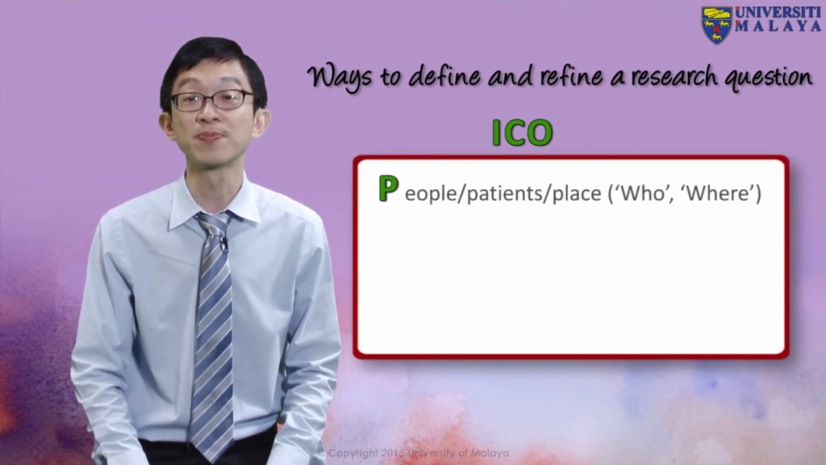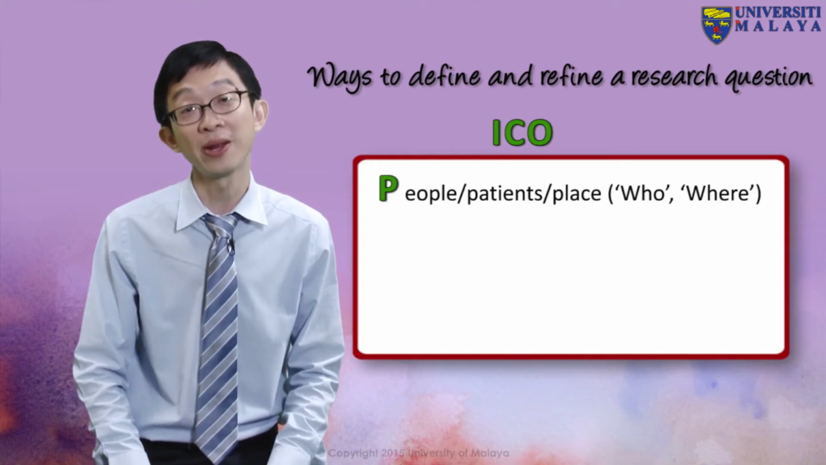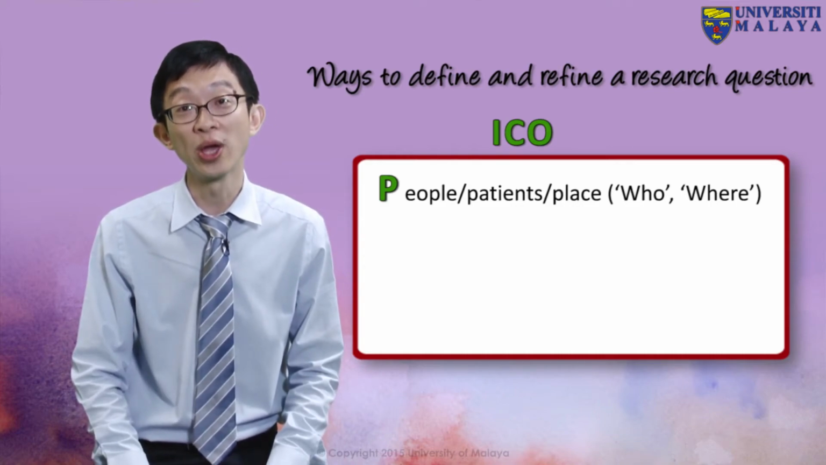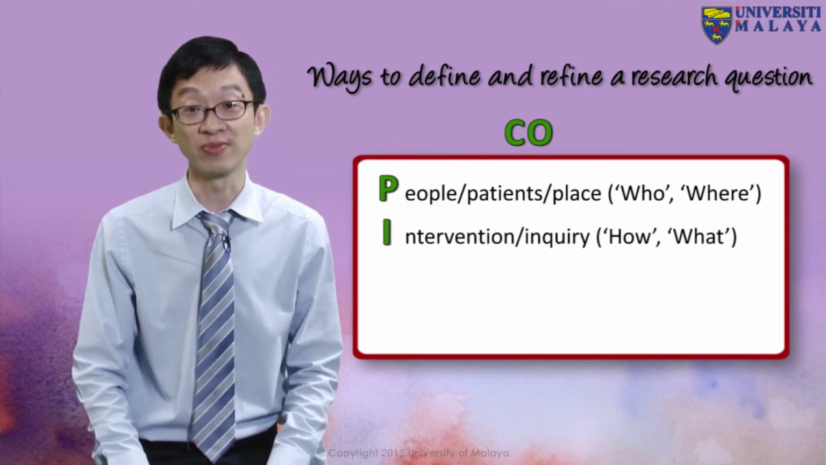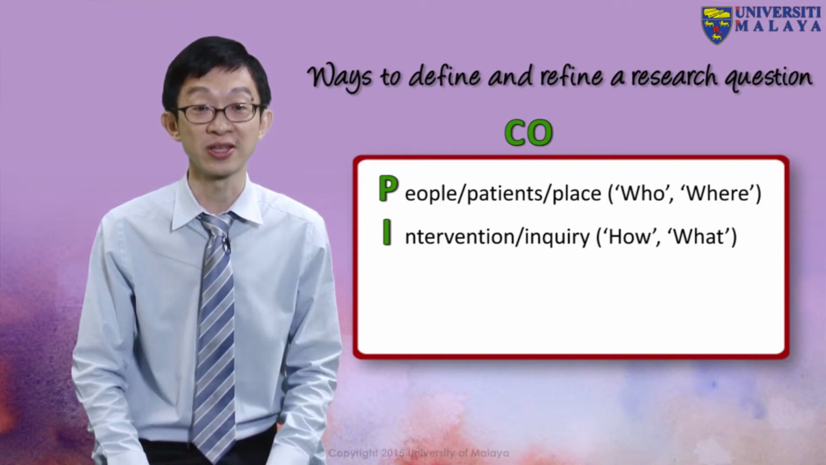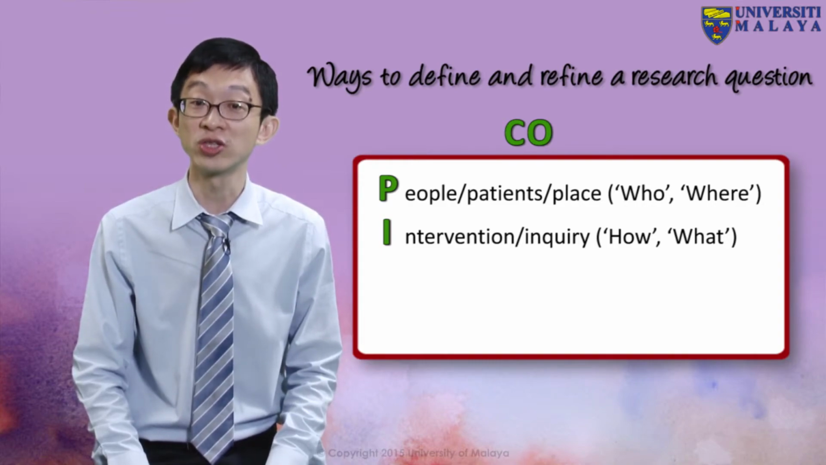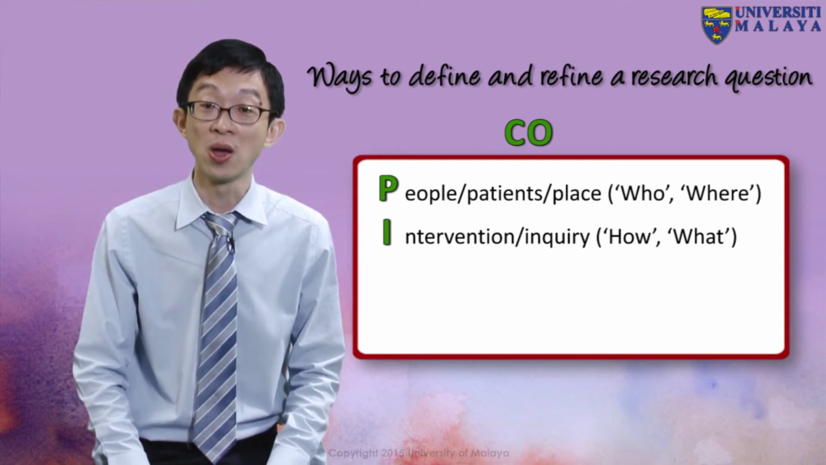P refers to a specific group of population, people, patients, or place. This is the who and where. I refers to intervention. This is relevant if you are conducting an intervention study, and the type of intervention should be included in the research question. This informs the reader what the intervention is and how it is done.